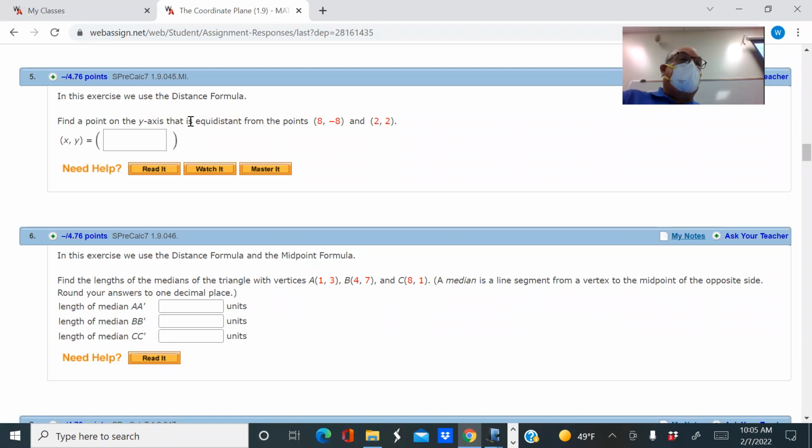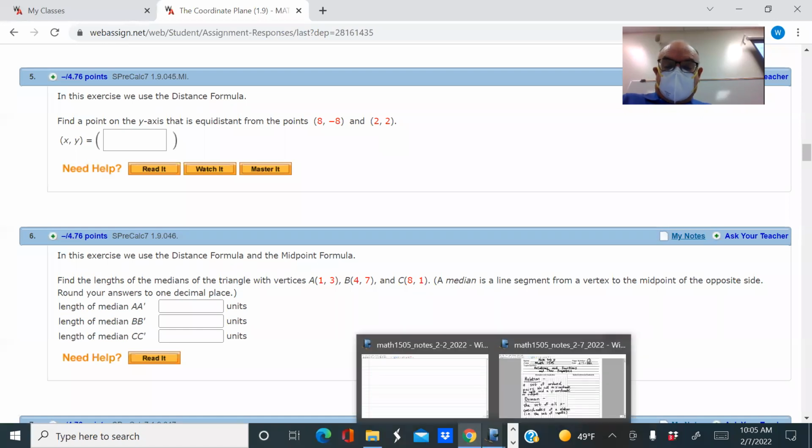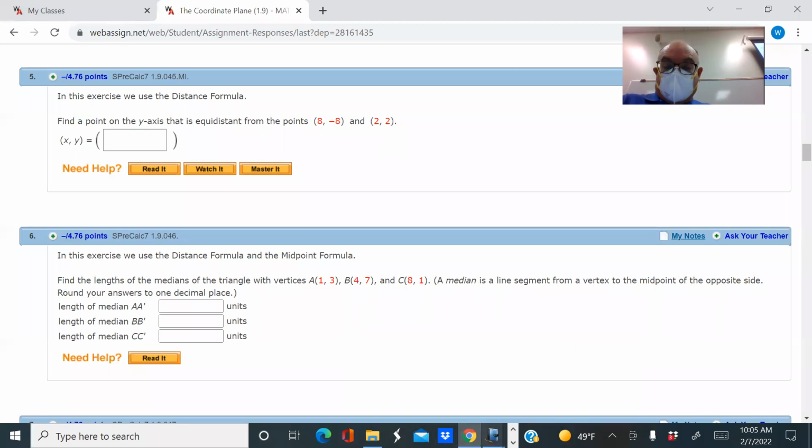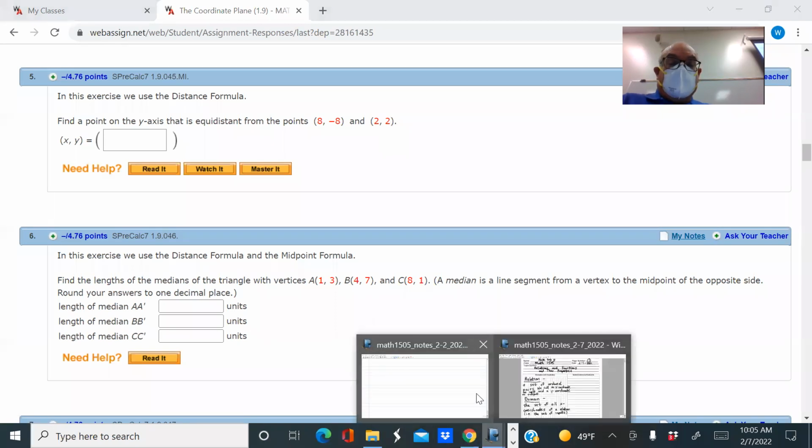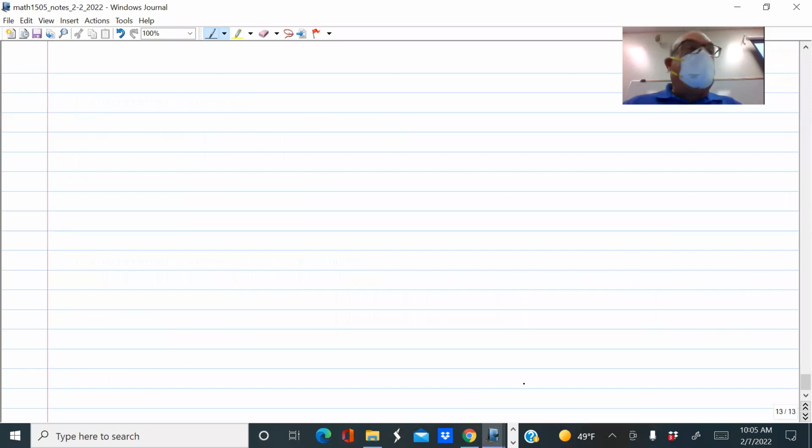The question says find a point on the y-axis. I think we had an example with the x-axis, but find a point on the y-axis that's equidistant, meaning the same distance, from these two given points. Let me pull out some blank paper here. The two points are 8 and -8, and 2 and 2. I'm going to lower the screen here and scribble up a really rough picture of this.